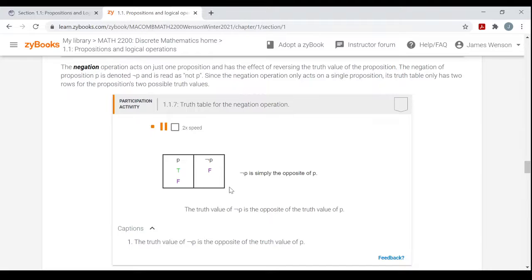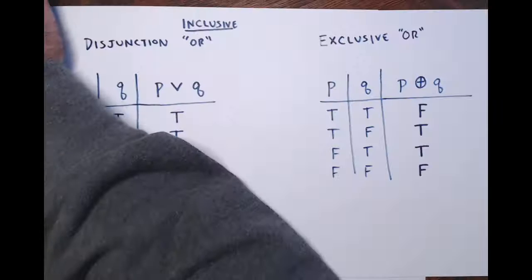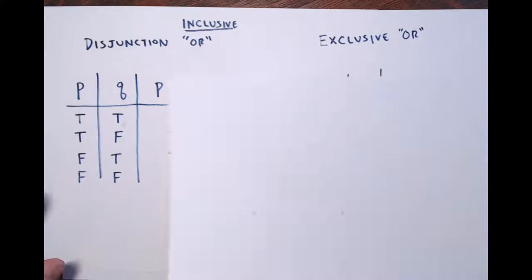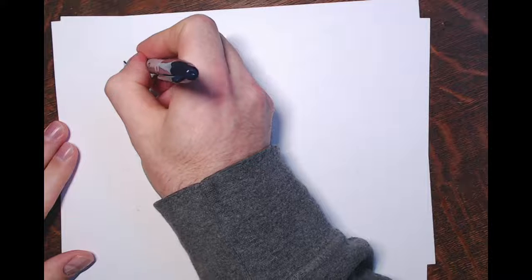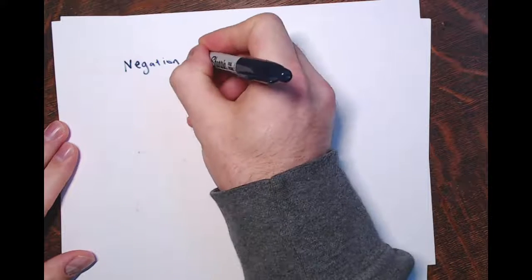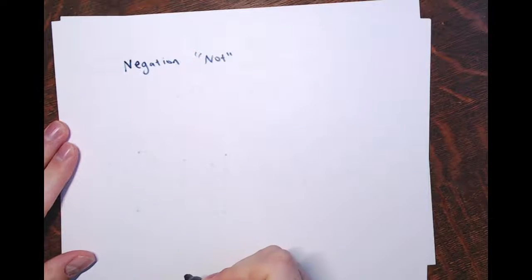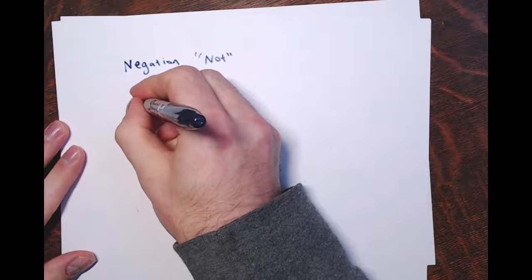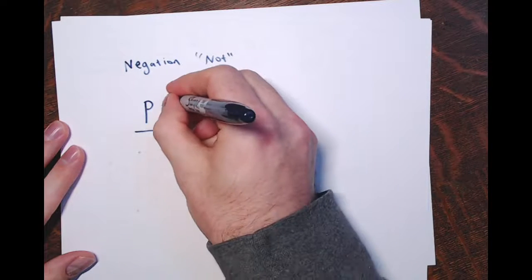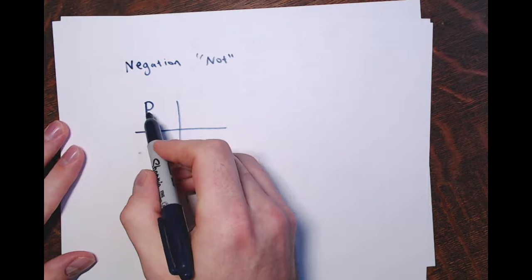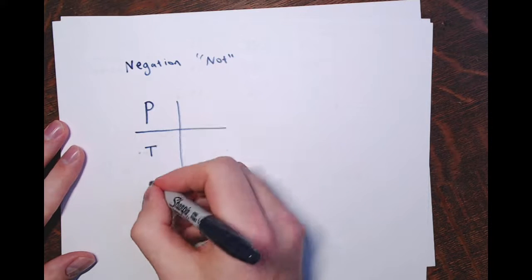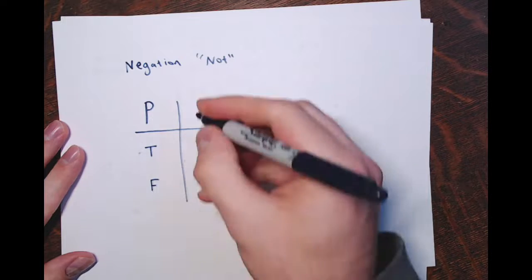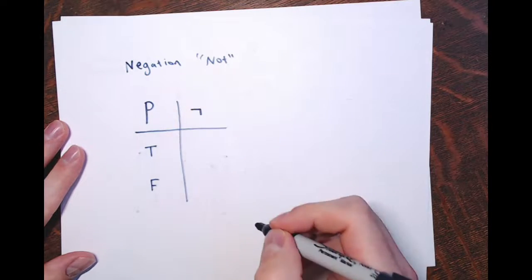Very simple to make, and again, I'm going to make it on a piece of paper. The animation's complete, and it says it's done. Great. So again, another truth table, but this time for another operation called the negation, which is the word not. So you negate just a single proposition. If I have one proposition, it's either true or it is false. And then this little sideways L thing, not P.